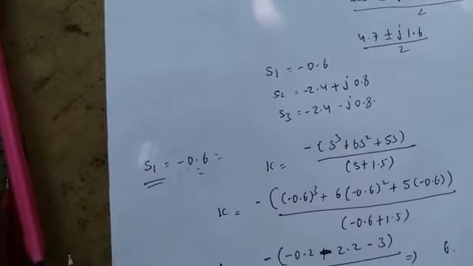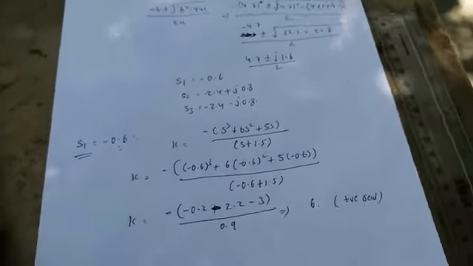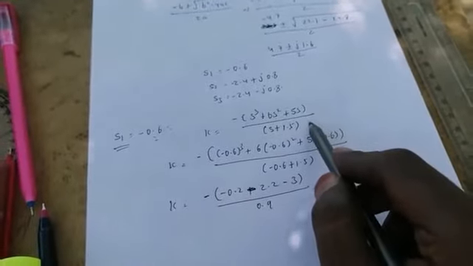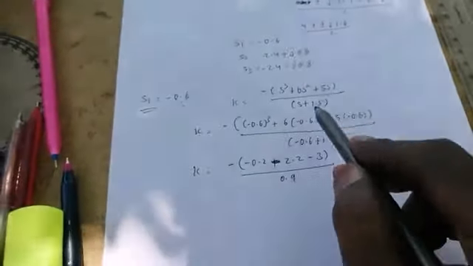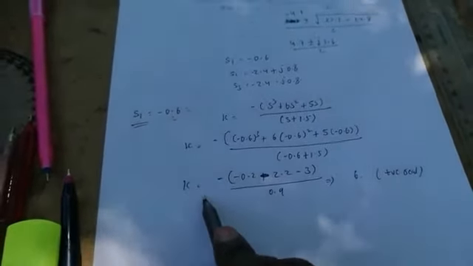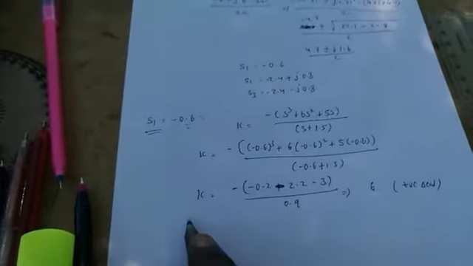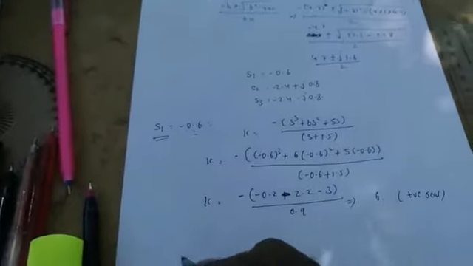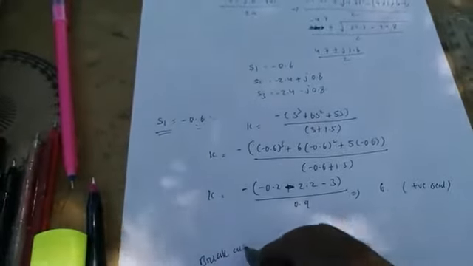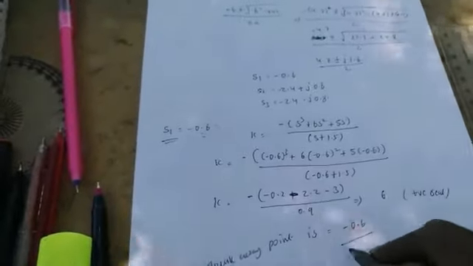Now s2 and s3 are in the form of complex conjugates. If you substitute these two in this equation, you will get complex conjugates. For the breakaway point condition, the k value should be positive real, not negative real and not complex conjugate. If you substitute s2 and s3, you will definitely get a k value in complex conjugate. That's why, after verification, the breakaway point is minus 0.6.